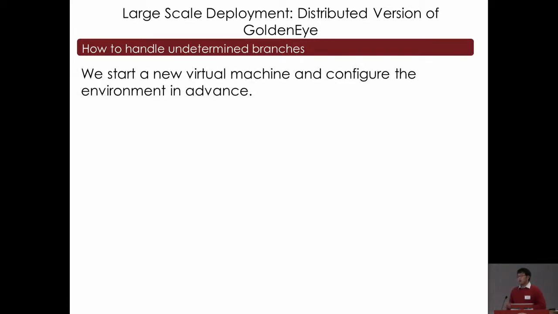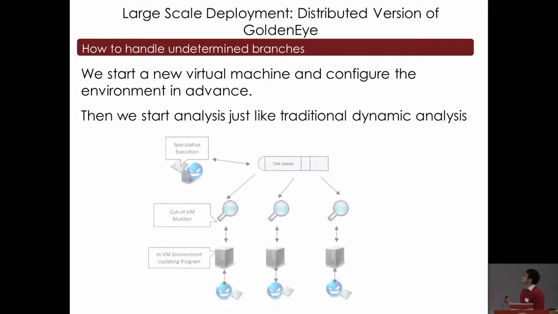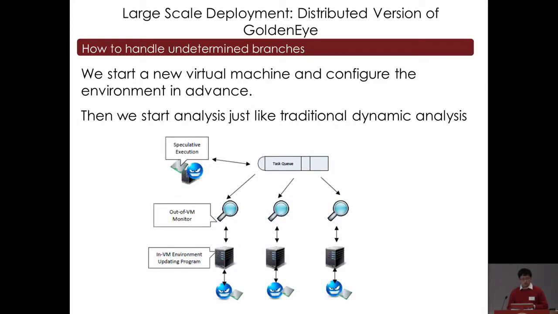But there is also a possible situation we will encounter: we cannot determine which branch it wants. So that's why we can store them into a queue and use this queue to resume executing later. So this is what we propose, a distributed version of GoldenEye.